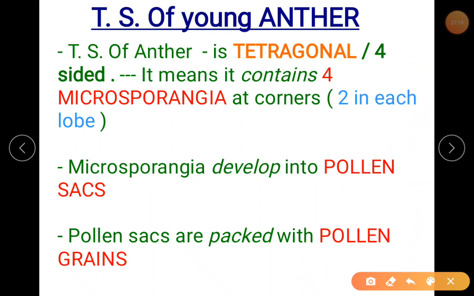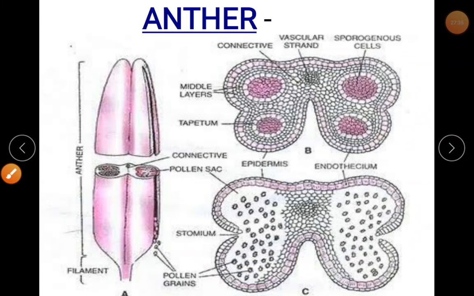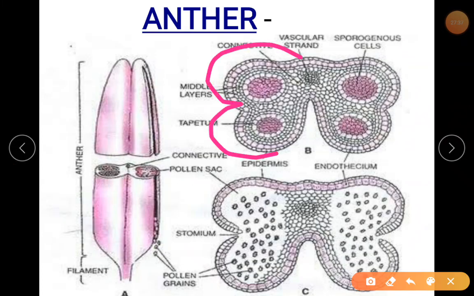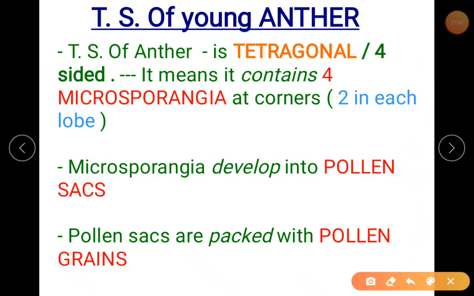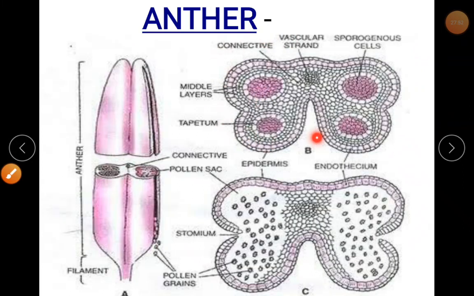So this is the structure part. The TS of anther is tetragonal or 4-sided. I hope the word is clear. Remember I told you 1, 2, 3, 4. Let me go back to make it clear. Why did I say that? It is for the structure. You have the shape as tetragonal. When you take the section, it is 1, 2, 3, 4.